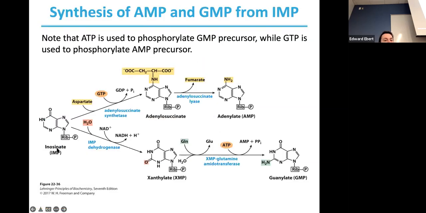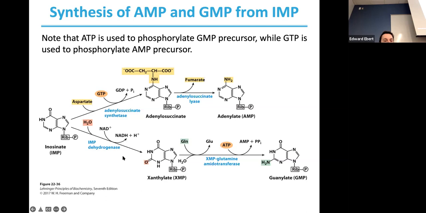But our inosinate monophosphate, or our little IMP there, we can use aspartate to get rid of this oxygen and add an amino group there across a couple steps, and that gives us our adenylate. I remember this: aspartate, adenylate, AA.